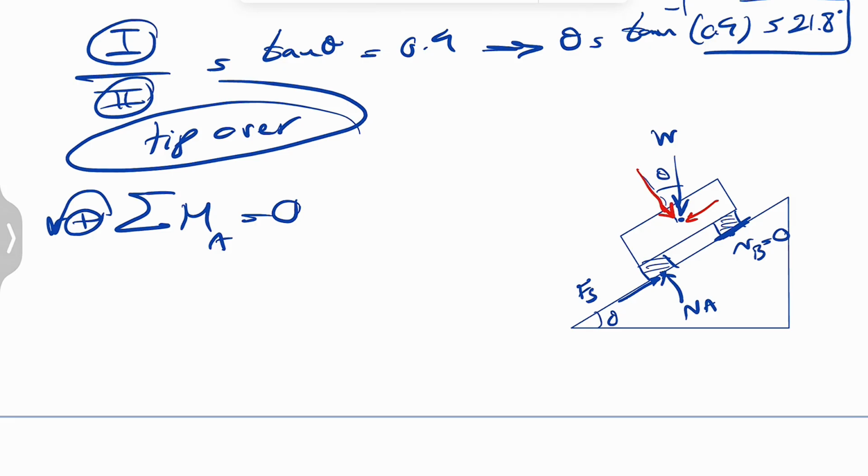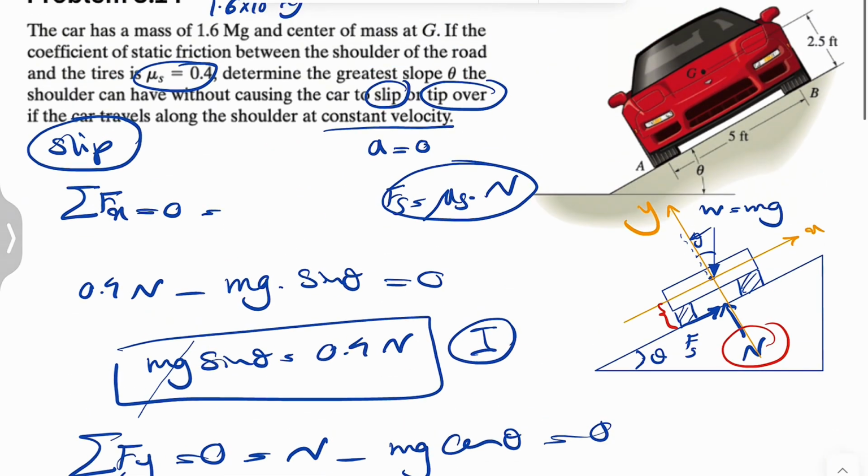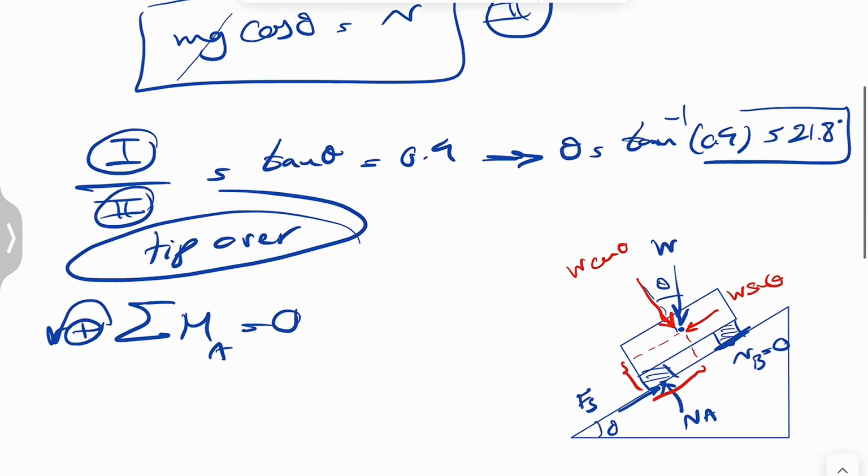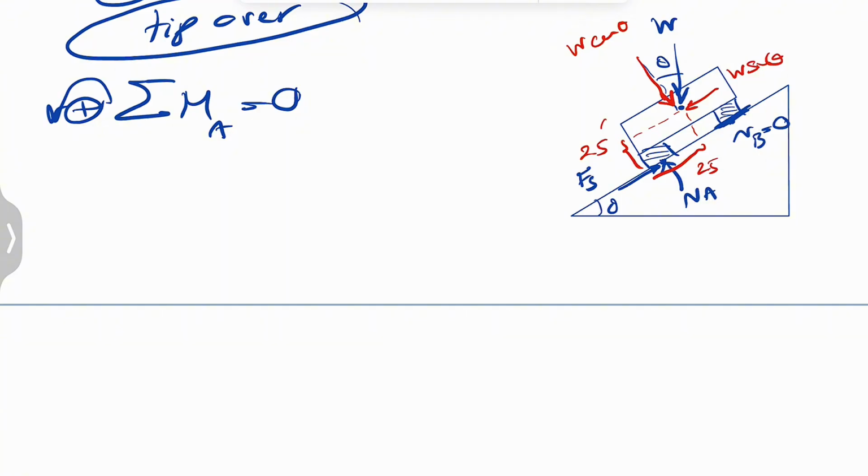Basically, we have the two components of the weight, W cosine of theta, and this will be W sine of theta, and we need some distances here, like this distance and what we have in here. So for this distance here, we just have to go through the dimensions of the car. The width of the car is 5 feet, which means from G to A, this would be half of that. So both distances are actually 2.5 feet.